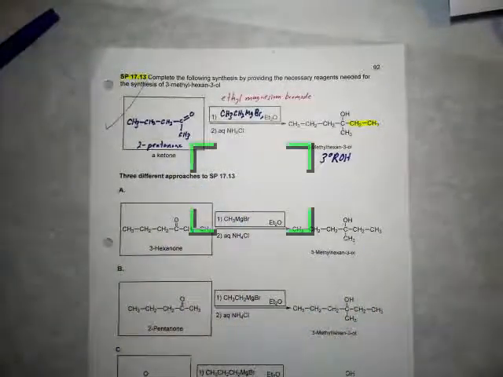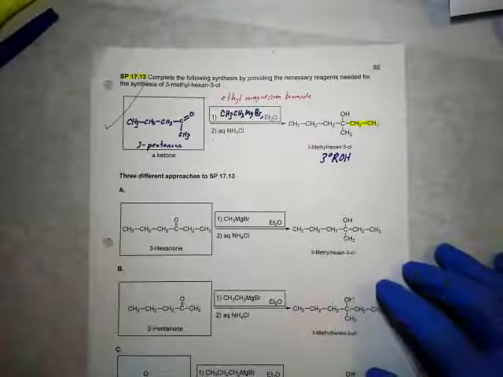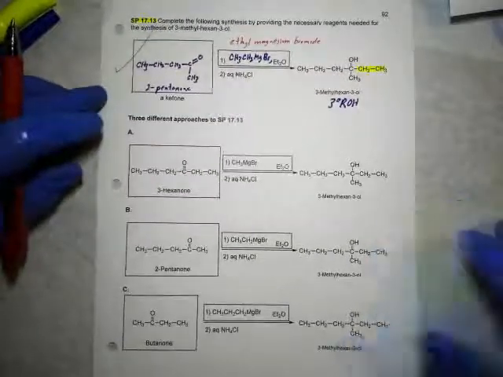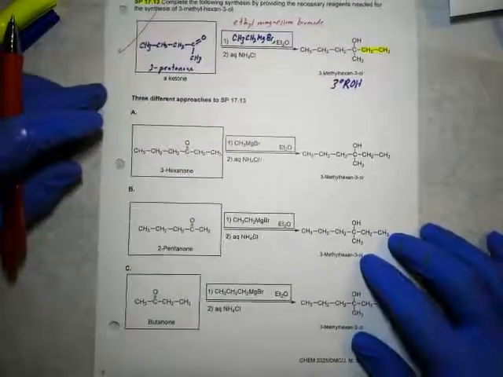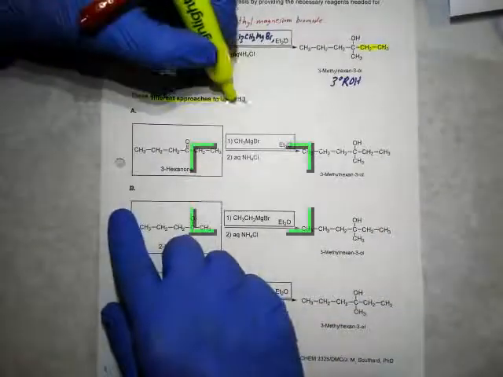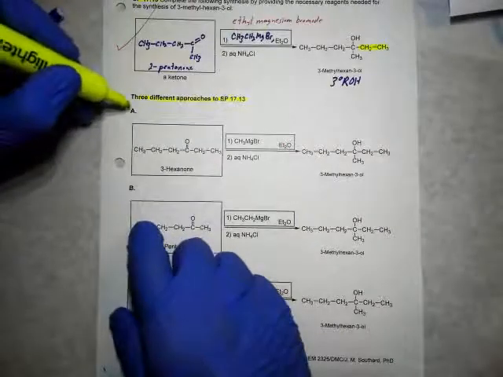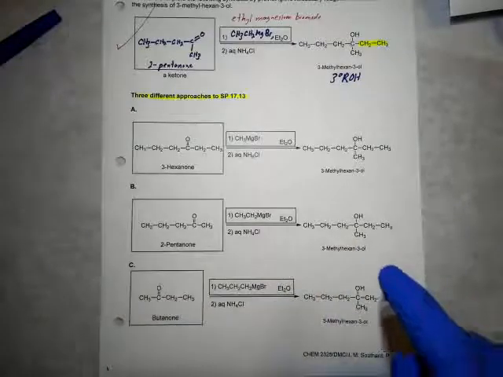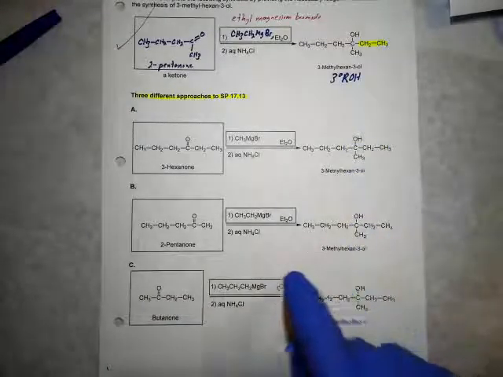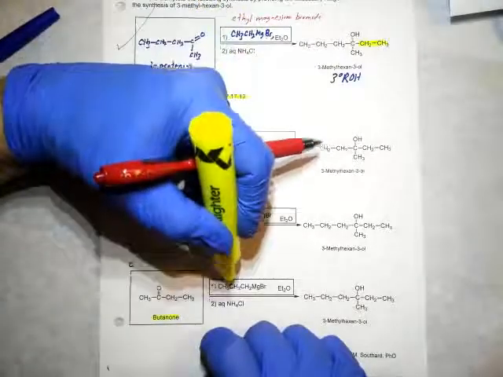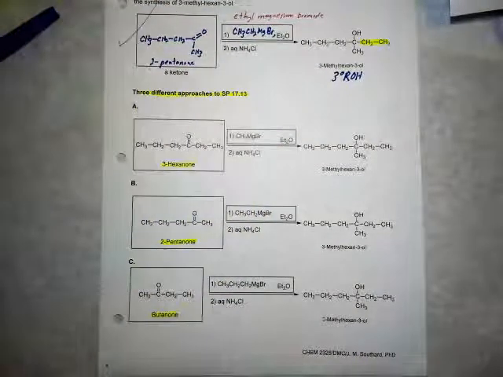Now, since I told you there were 3 approaches, what I've done in the bottom part of page 92 is I've shown you all 3 of those. So what I'd like you to do when you have the opportunity is compare all of these different approaches to producing a common product. Every one of these will give you the same final product. It's just that we have a different ketone and a different Grignard reagent, but they all give the same result.